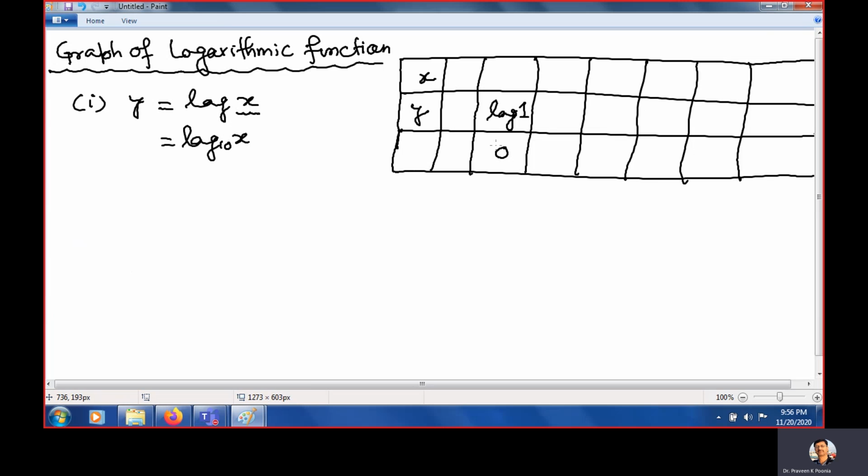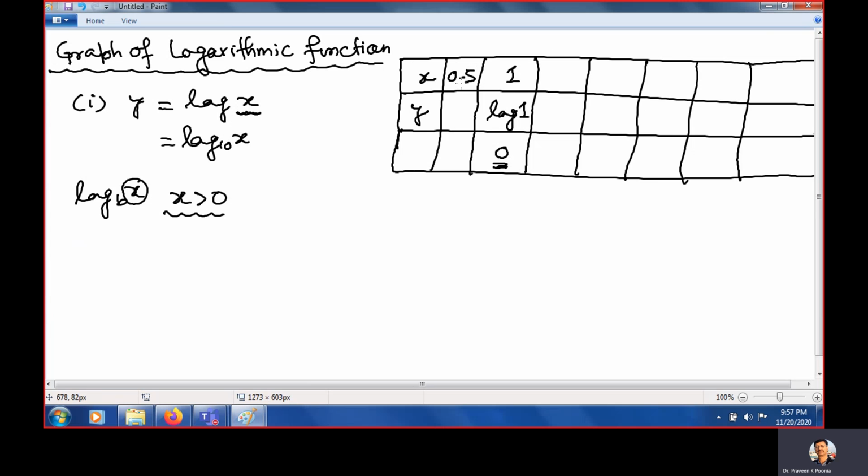This is the second value we always take. So if x is equal to 1, we are getting 0. You need to search for a value of x for which we get y equal to 0. This is the first value. You will take one value less than this. If you remember the definition of log, I told you x is always greater than 0. x cannot be negative, so we cannot take less than 0.